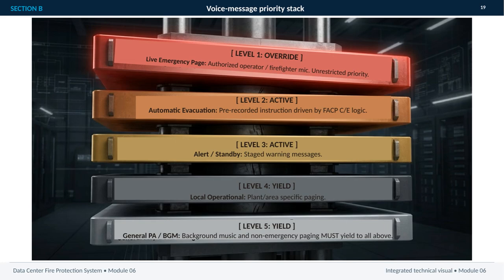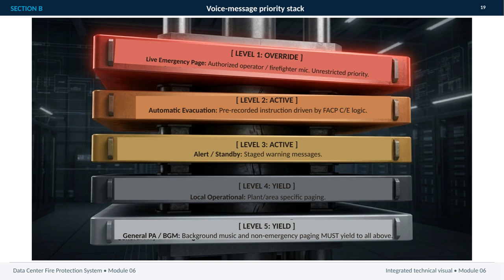At the top is Level 1 override. This is the live emergency page, delivered through an authorized operator or firefighter microphone, with unrestricted priority. Level 2 is automatic evacuation, where pre-recorded instructions are triggered by the fire alarm control panel's cause and effect logic. Level 3, alert or standby, provides staged warning messages, supporting an orderly escalation before or around evacuation actions.